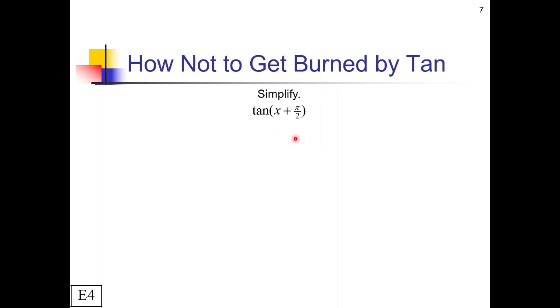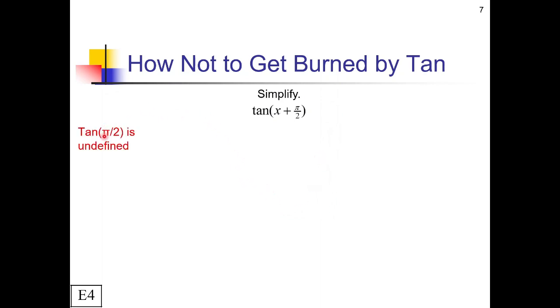There is one little problem though, and this is the reason I titled this How Not to Get Burned by Tan. Tan of pi over 2, which you're going to have to evaluate if you actually plug this in the tan sum formula, is undefined. Tan, remember, is the slope, and this is asking for the slope at 90 degrees, which is a perfectly vertical line. We know vertical lines are undefined for their slope.